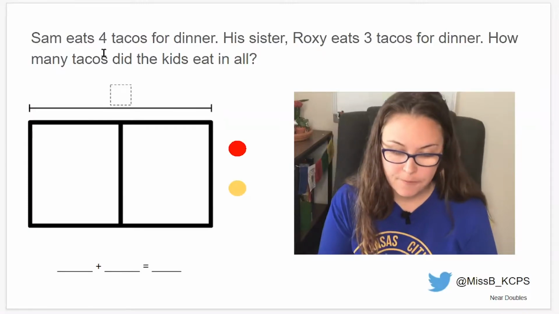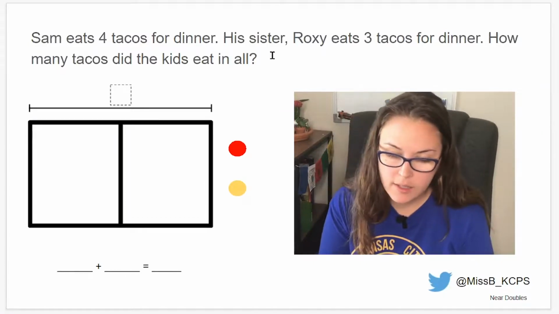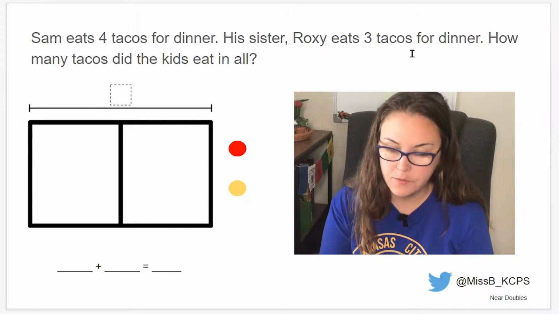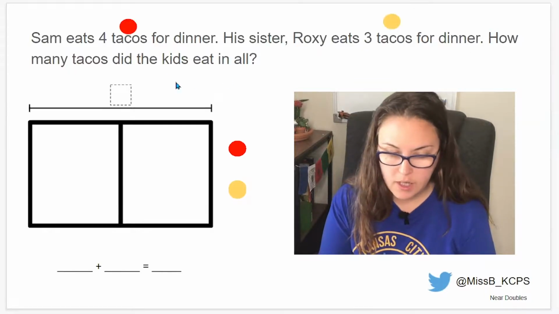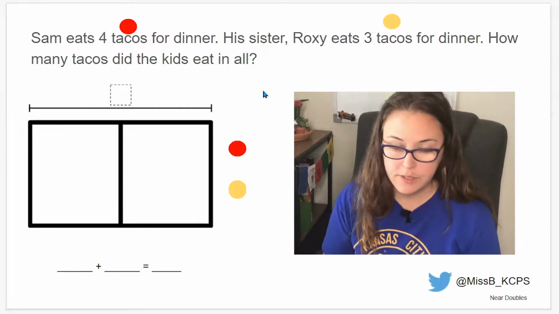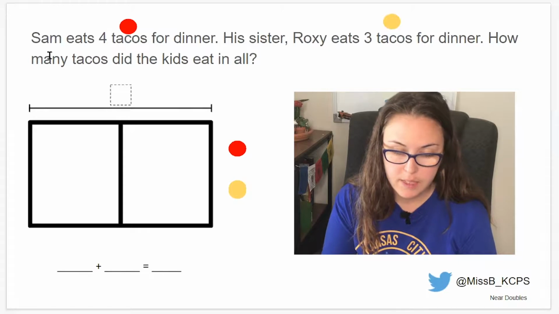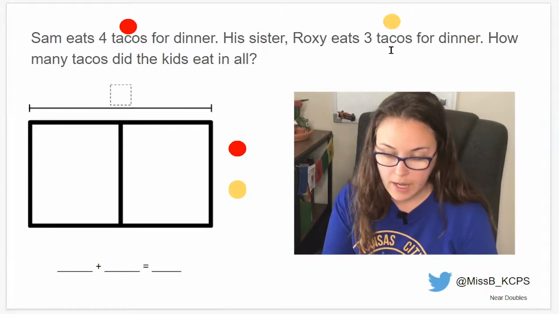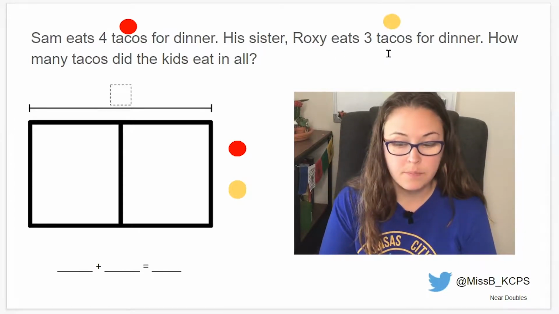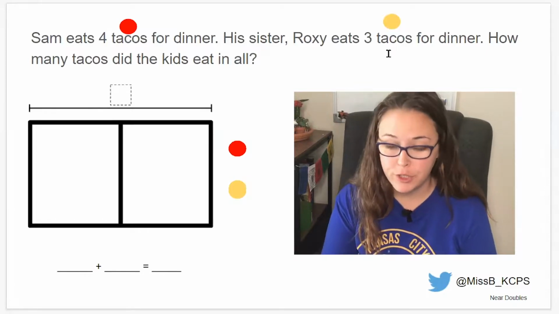Here we go. Sam eats 4 tacos for dinner. His sister Roxy eats 3 tacos for dinner. How many tacos did the kids eat in all? Now you'll notice the first thing that I've done is I've placed a red counter above Sam's tacos and a yellow counter above Roxy's tacos. I did that so that I could keep track of who has which color counter.